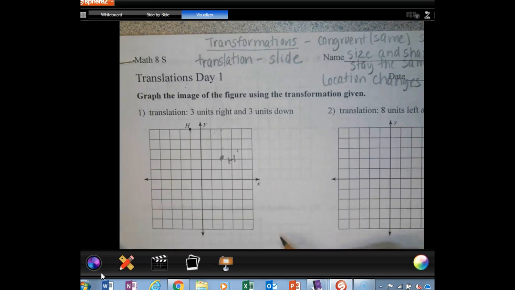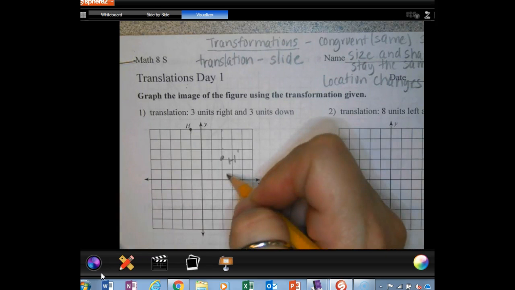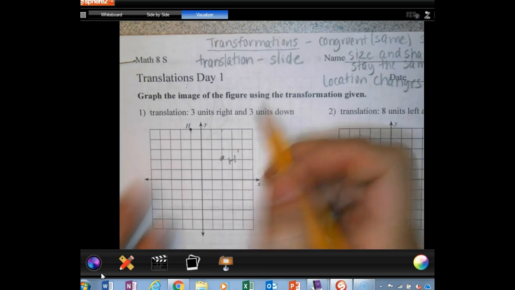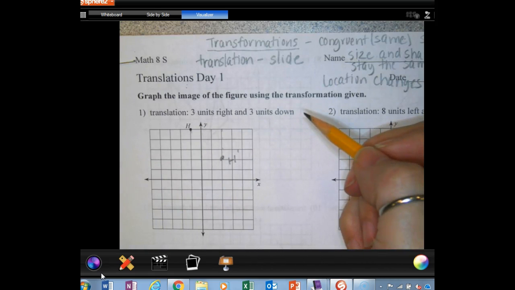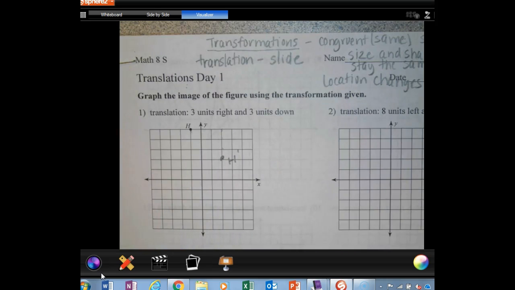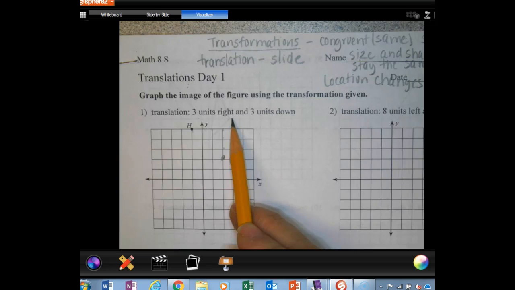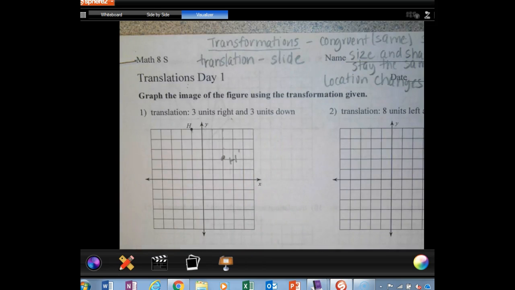All right. So here's what is important for you guys to know. When you have a translation that's written like this, there's another way of doing that work. And that might actually be what we do tomorrow. Yes, it is. So I'm not even going to go into that. Today, I just want you to focus on following the directions. Okay? The directions tell me 3 units right and 3 units down. Got that?